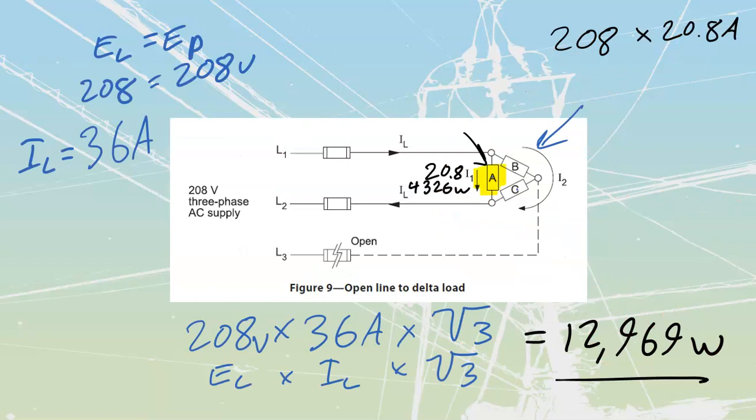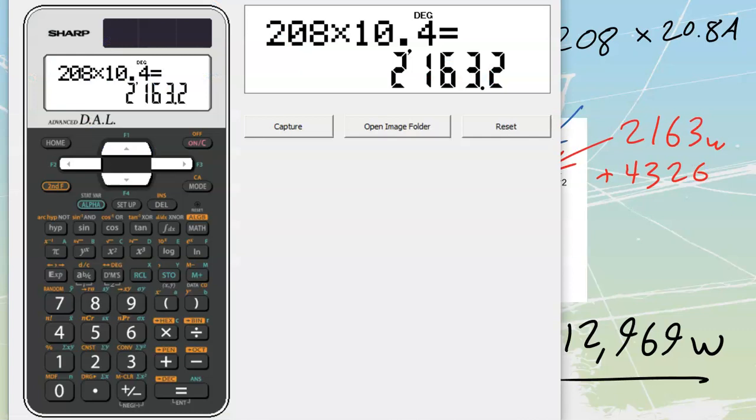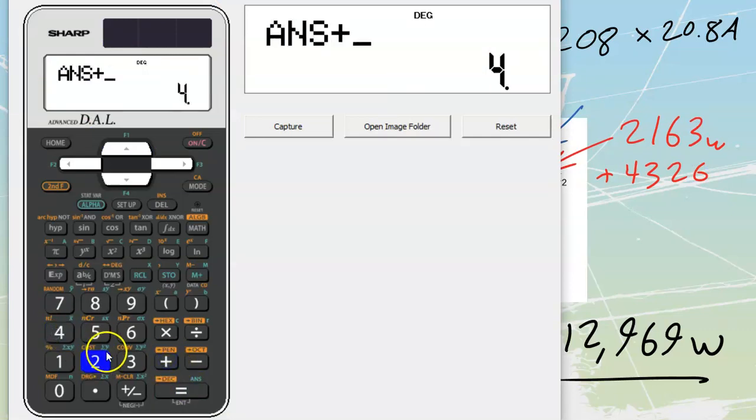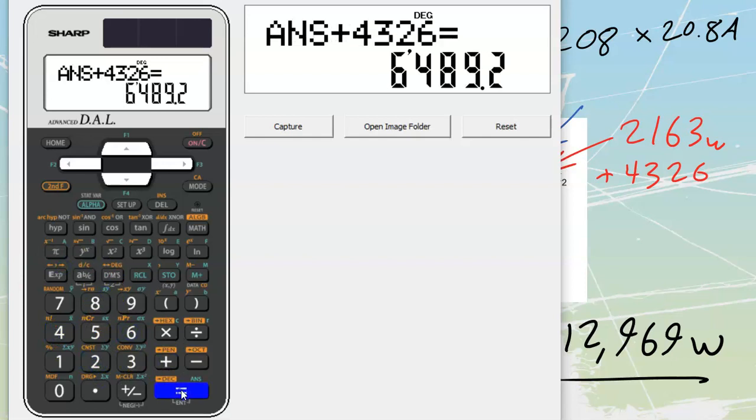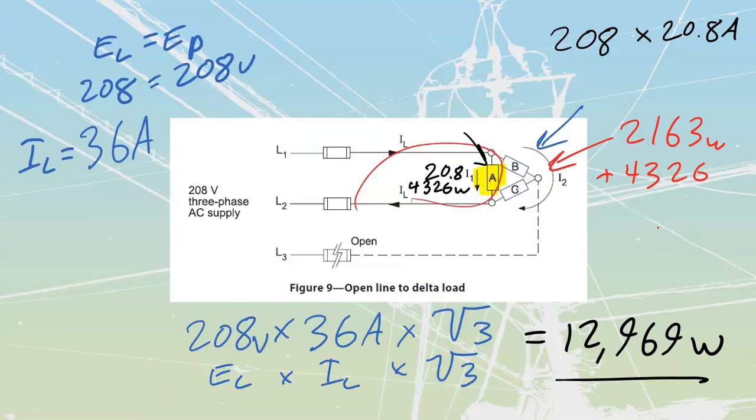Okay, so we're going to take that value of wattage that we calculated for these two, 2,163 watts. We're going to add it to our watts from the good working element over there. So plus 4,326 equals a value of 6,489. What we see for the total watts of this entire circuit, 6,489 watts total.